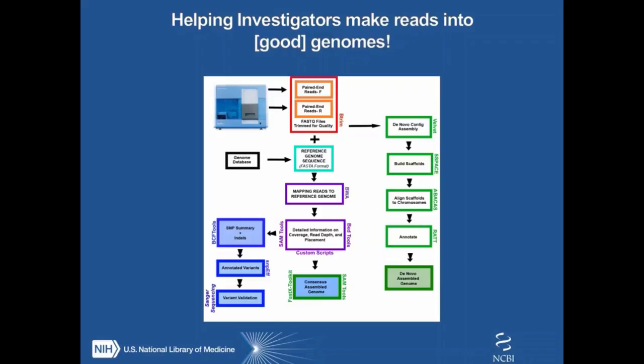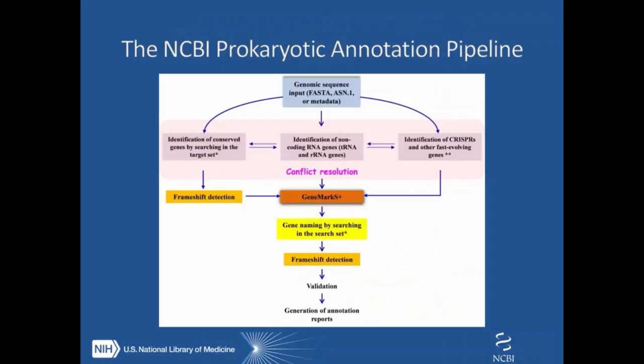Now, if you happen to work on bacteria, that is done automatically. So every bacterial sequence submitted to NCBI gets annotated by our prokaryotic annotation pipeline. And you'll see if there are original submitters' annotations, they're in the GenBank FTP file of the assembly database. And our annotations will be in the RefSeq file.